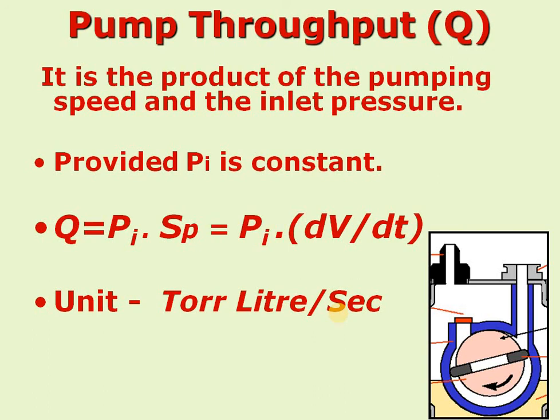Okay, so in a pumping system, the throughput is constant everywhere, because the rate of decrease of gas as the pumping goes on, here you are mentioning it in terms of, actually in terms of gram per second, or number of atoms per second.